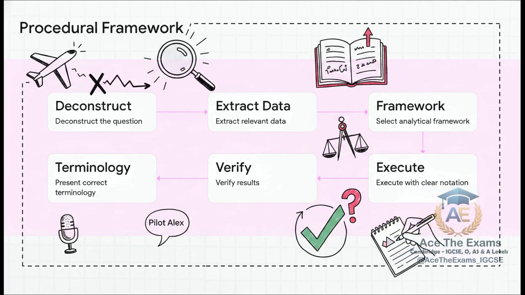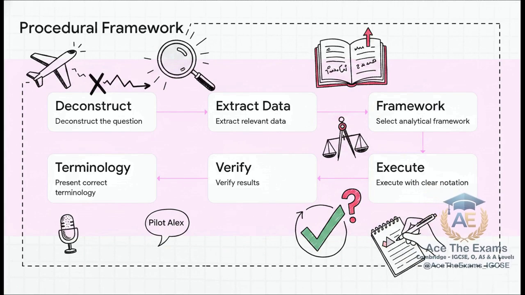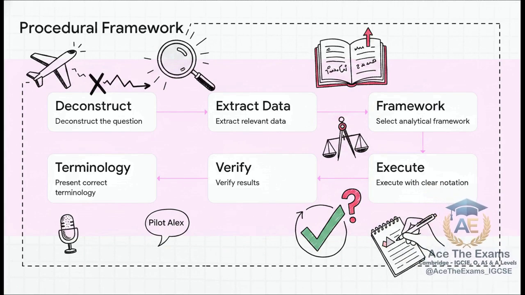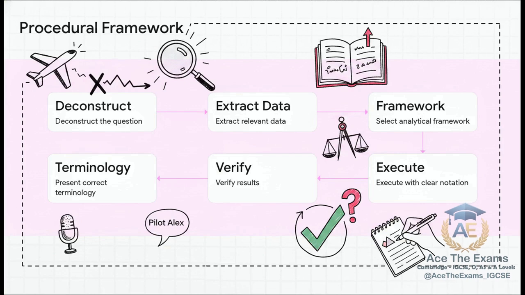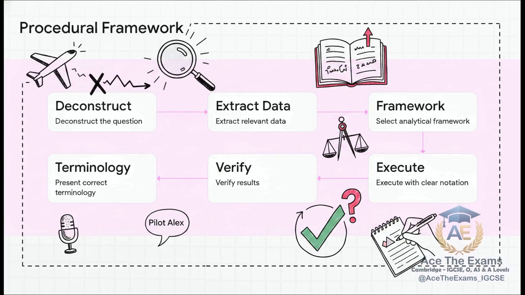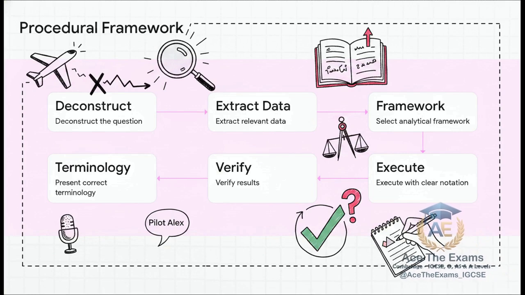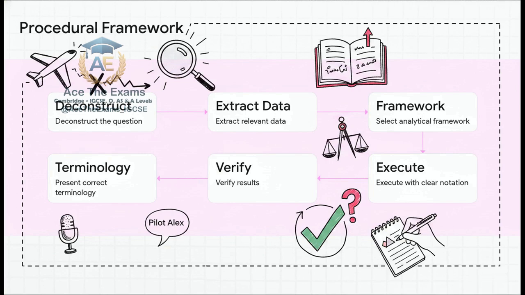Step 2, extract the relevant Arabic quotes. This is pulling your raw data. Step 3, select your analytical framework. Step 4, execute the working with clear notation. Step 5, verify results. Ask yourself, does your evidence actually prove the point you are trying to make? And finally, Step 6, present with the correct terminology.